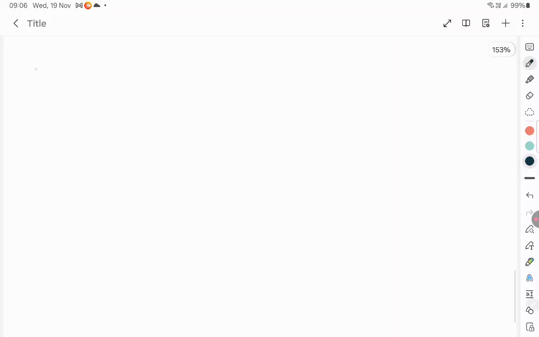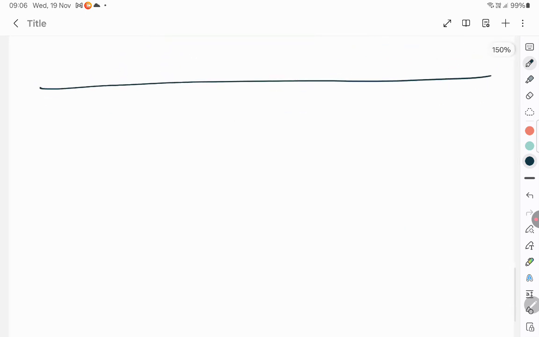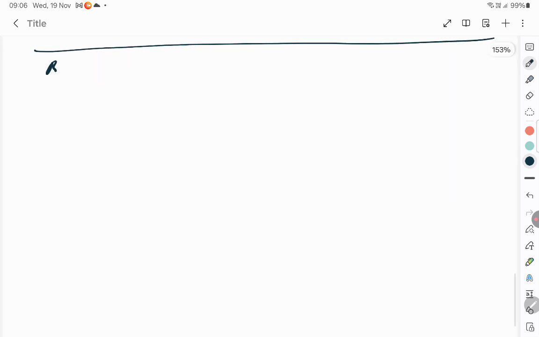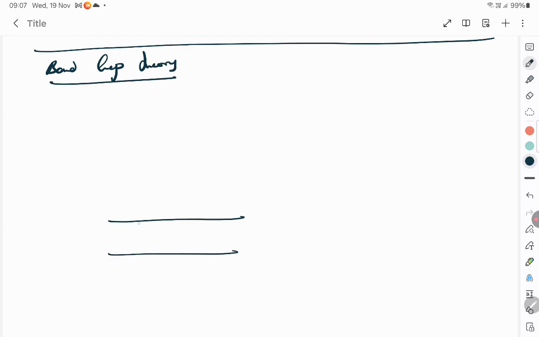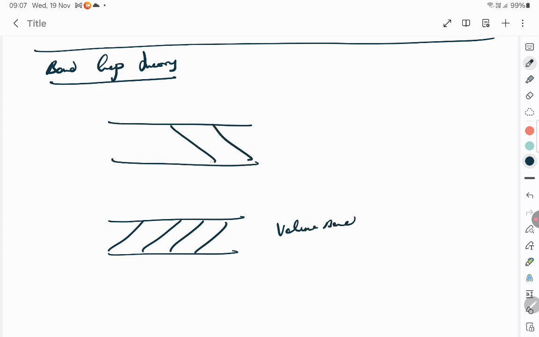Now is about band gap theory. What is band gap theory? This is called a valence band. This is called a conduction band.